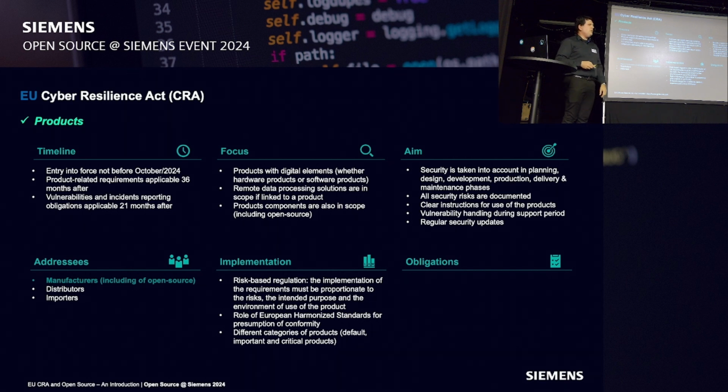So there are the requirements, but the requirements, like in most regulation, are very high level. The guidance will come when the harmonized standards are published, but at the moment they are still not available. So at the moment you have two options. Either you wait, but it's dangerous.